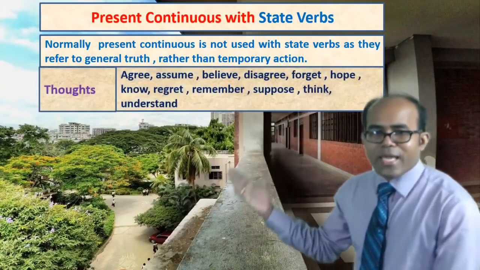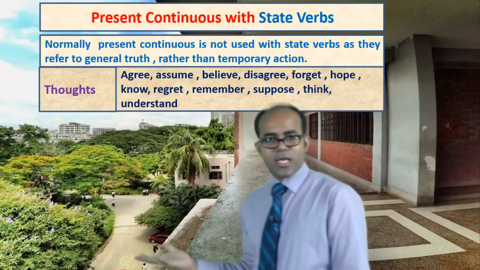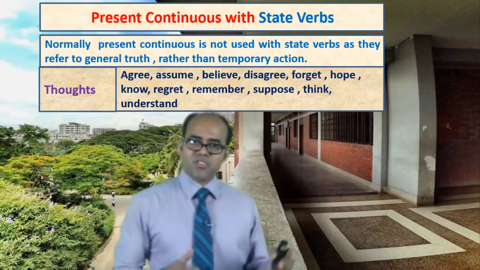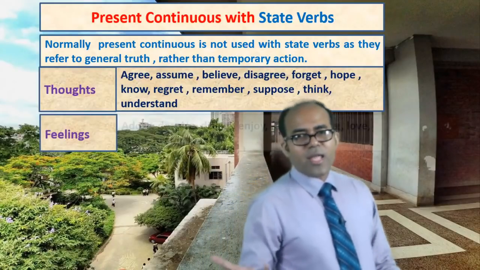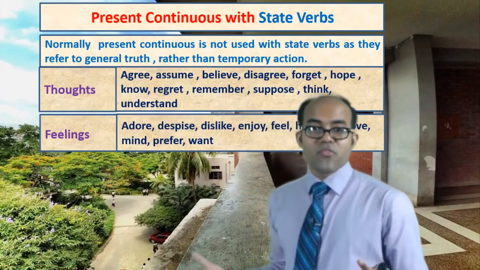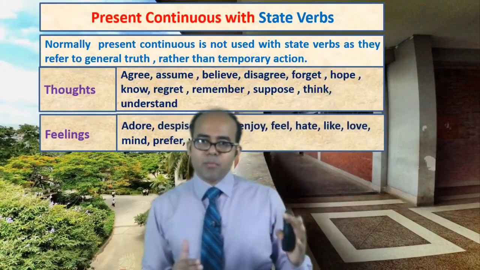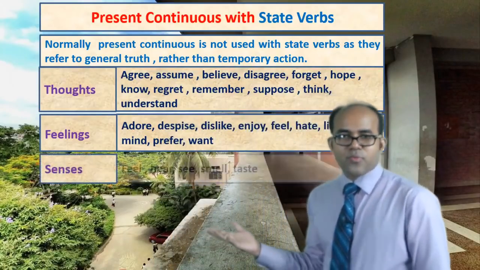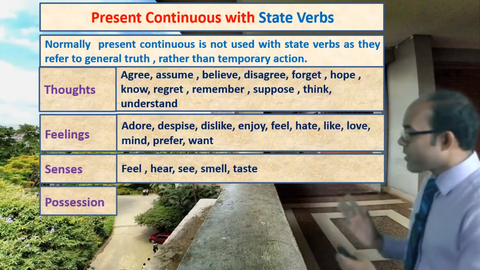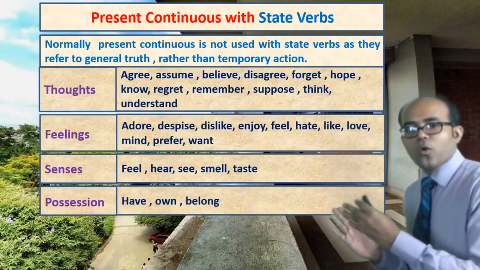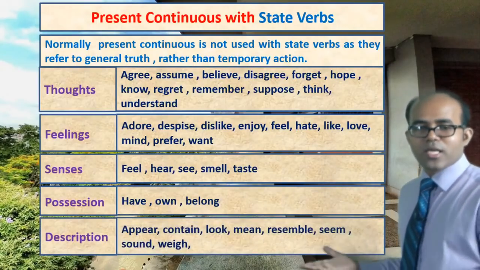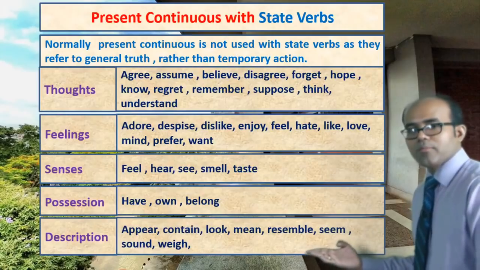Thoughts like agree, assume, believe, disagree, forget, hope, know, regret, remember, suppose, think, understand. Feelings, the feelings verbs like adore, despise, dislike, enjoy, feel, hate, like, love, mind, prefer, want. Sense verbs, you see: feel, hear, see, smell, taste. And then position, you see: have, own, belong.